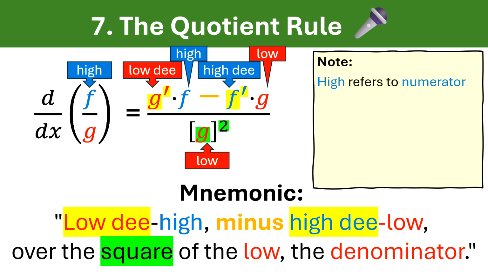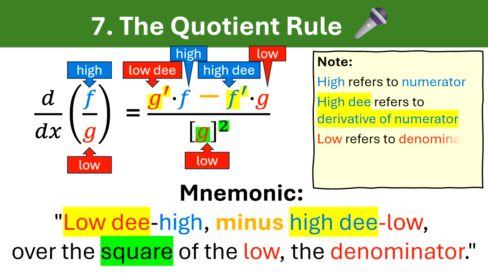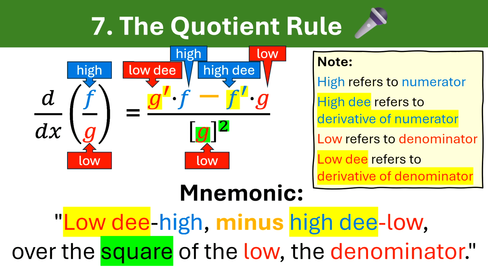Note that high refers to the numerator. High d refers to the derivative of the numerator. Low refers to the denominator. Low d refers to the derivative of the denominator.